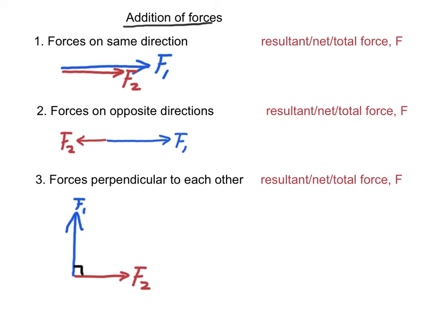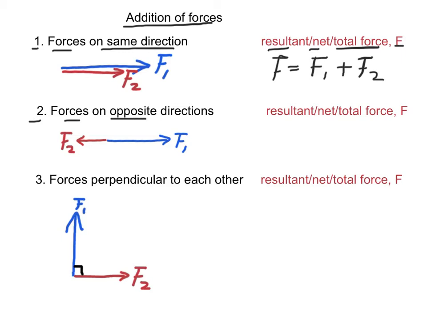Addition of forces. First, when forces are in the same direction, then the resultant net or total force F equals F1 plus F2. Second, if the forces are in opposite directions, then the resultant force F will be equal to F1 minus F2.